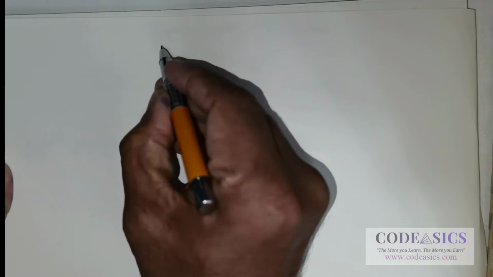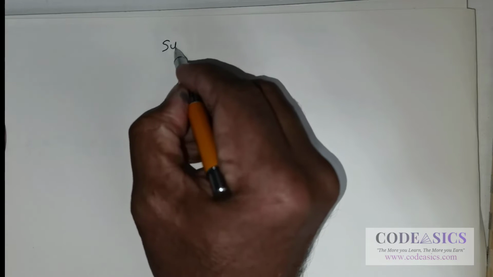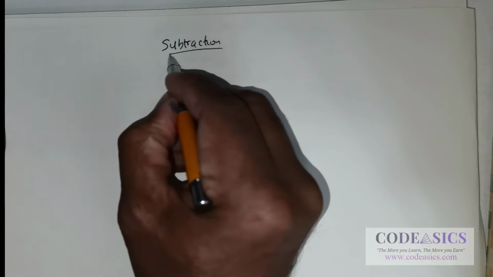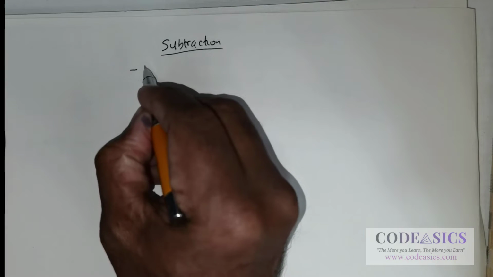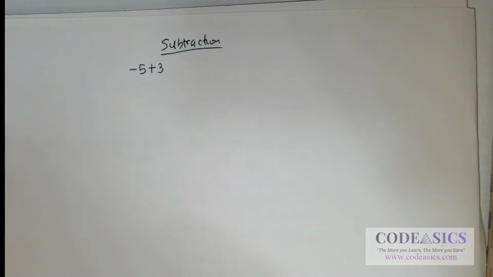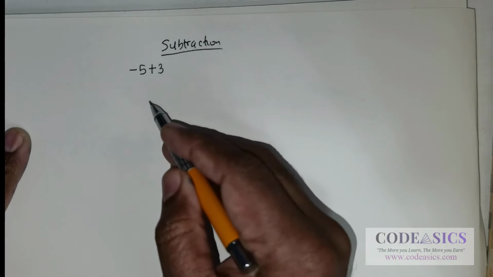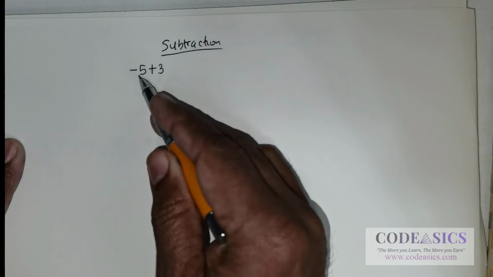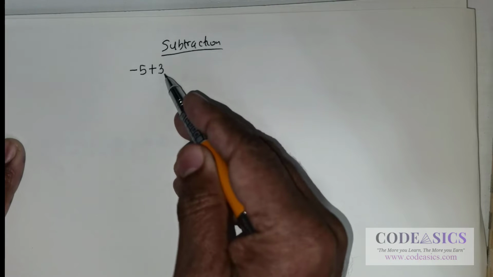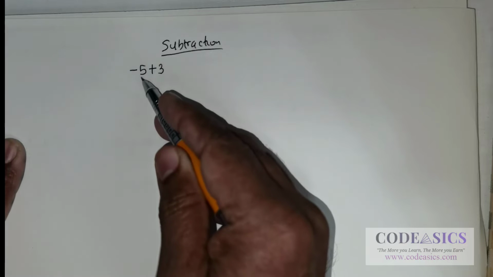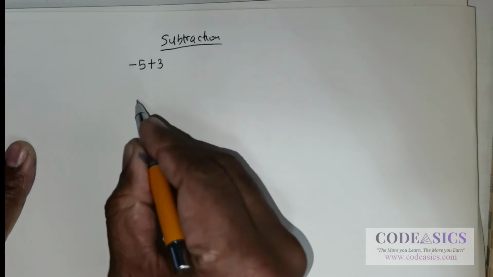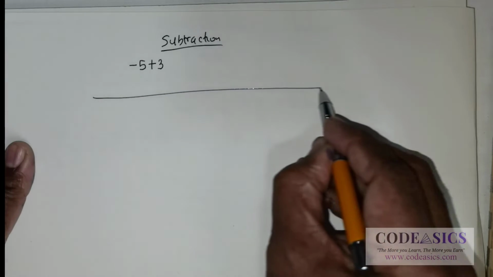Now students, we are going to learn subtraction. So suppose you got something like this, say negative 5 plus 3. Now what we are actually doing here is adding negative 5 with 3. You can also say that to negative 5 you're adding positive 3. So as usual, you have to draw the number line.